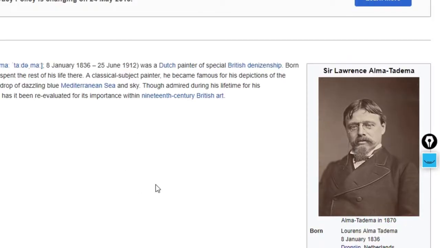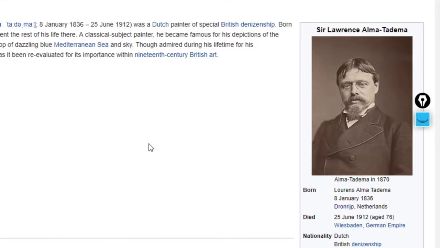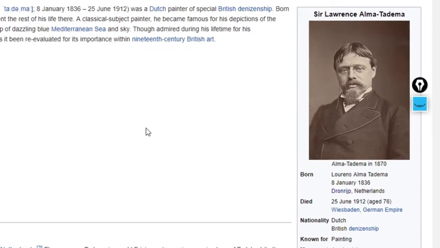So here we go. All right, this fellow is an artist. He was a famous artist in his time, kind of turn of the century. He was actually born in the Netherlands, spent the latter part of his life in England, and he painted a lot. What he painted were these amazing paintings of ancient times, like Rome, Greece, that type of thing. So you can see a picture of him here.